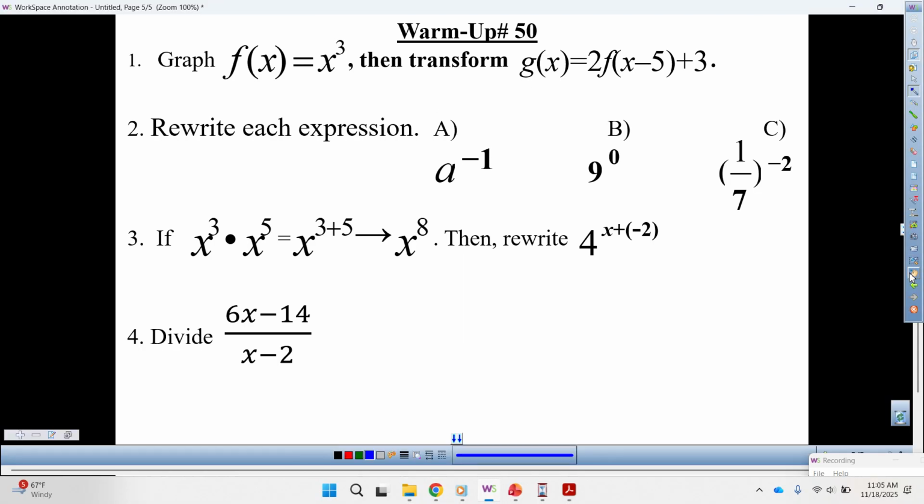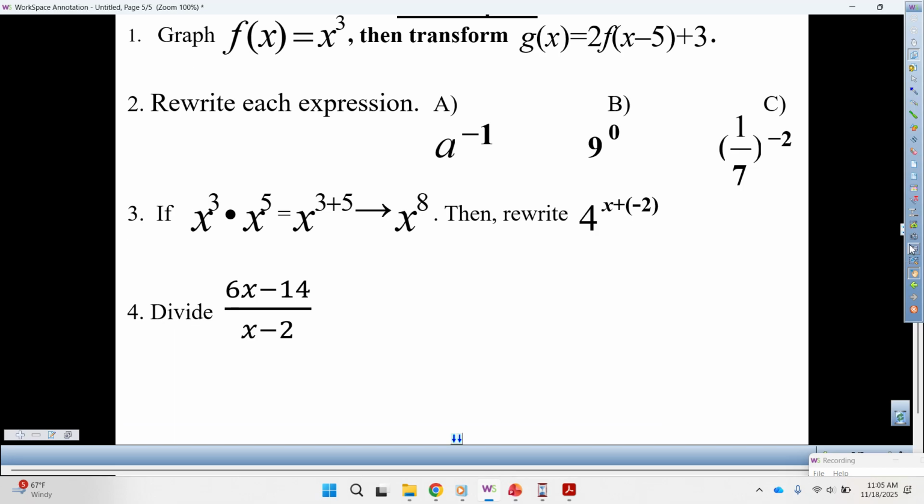Let me get started with a warm-up. Ooh, that was good, right? That was a good segue. All right, check with the neighbors, see what they got for the warm-up, please. They should be just about done.